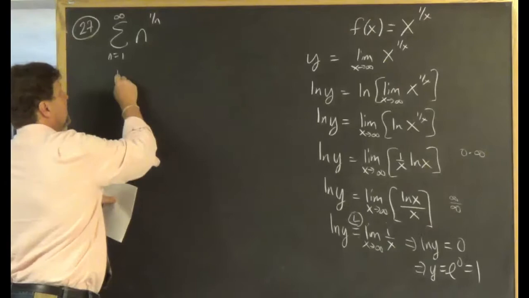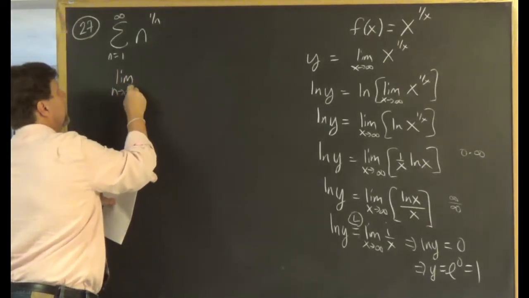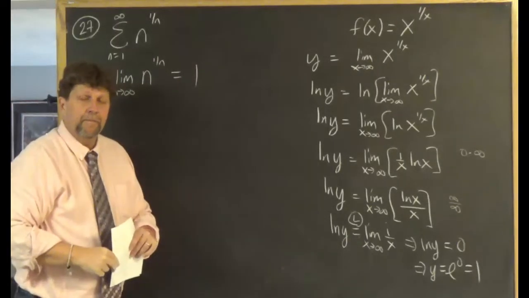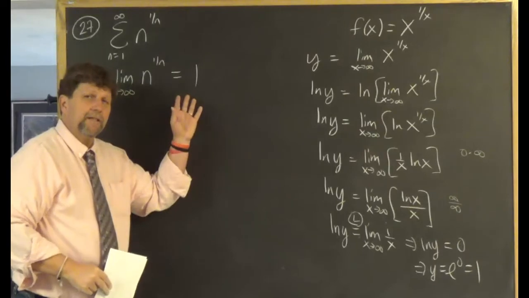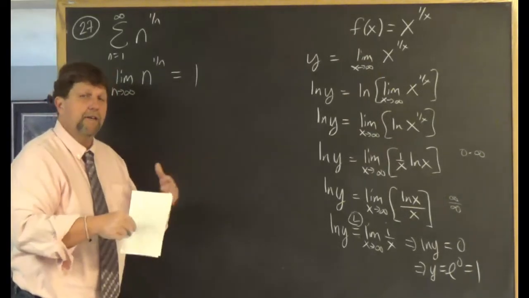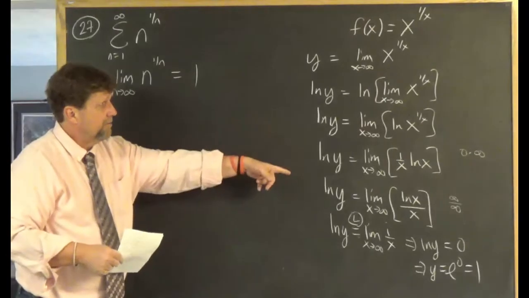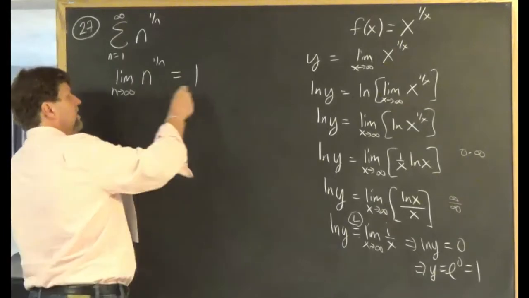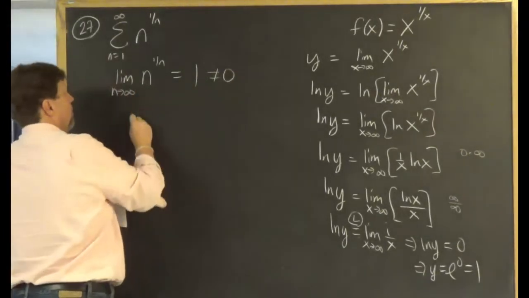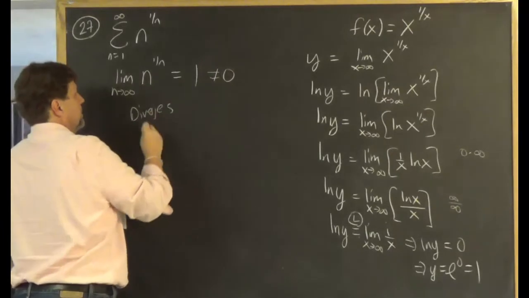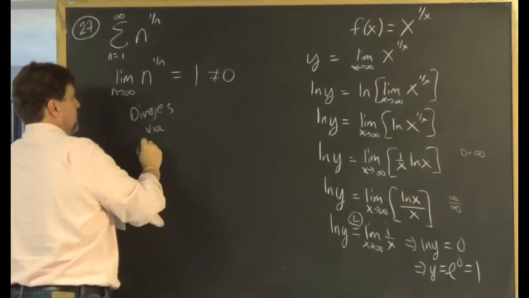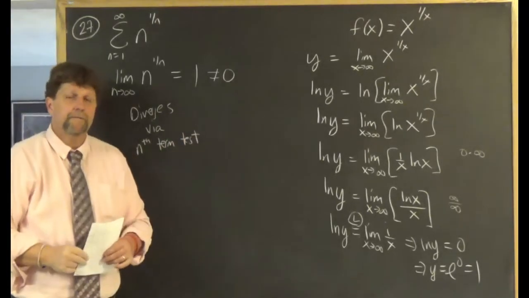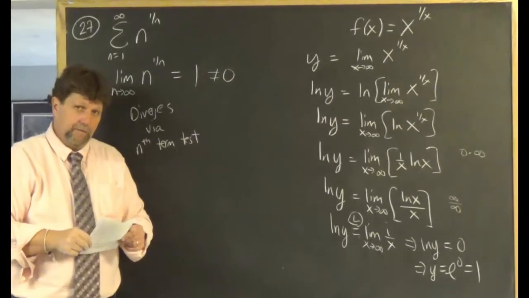That means the limit as n goes to infinity of n to 1 over n is also 1. Remember, function of the reals, function of positive integers, same behavior as long as they agree for all the positive integers. We just computed the limit of the reals. We get this limit for free. And because this is not equal to 0, we know our series diverges thanks to the nth term test for divergence. So that's it for number 27.